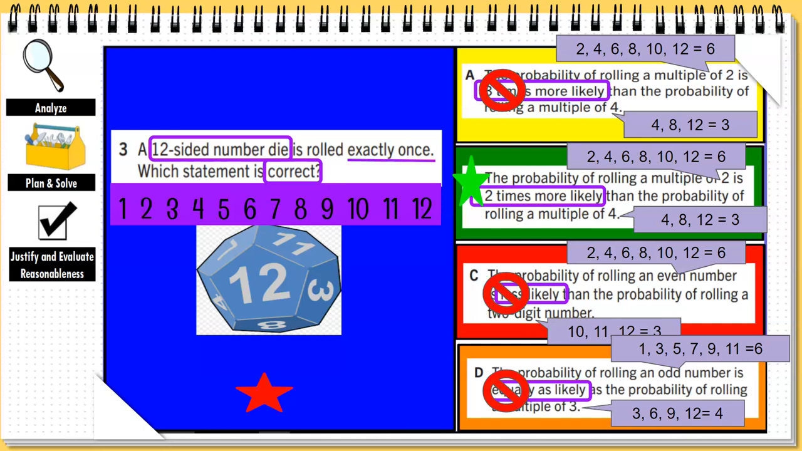So my correct one was B. Now, when I think about the problem-solving process, I have to justify and evaluate my reasonableness. I can say that I truly believe B is correct because I went through each of the other ones and found that they were incorrect. Notice I used my annotations for each of these.